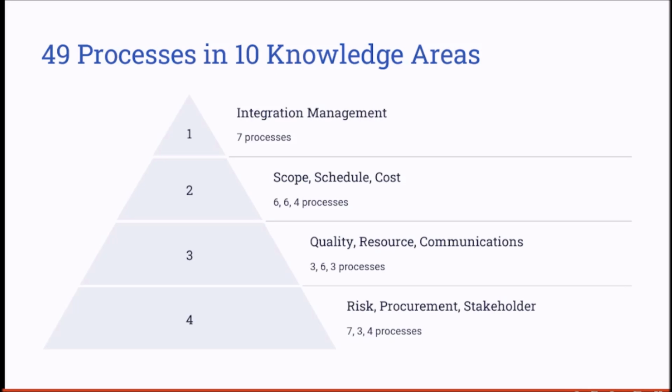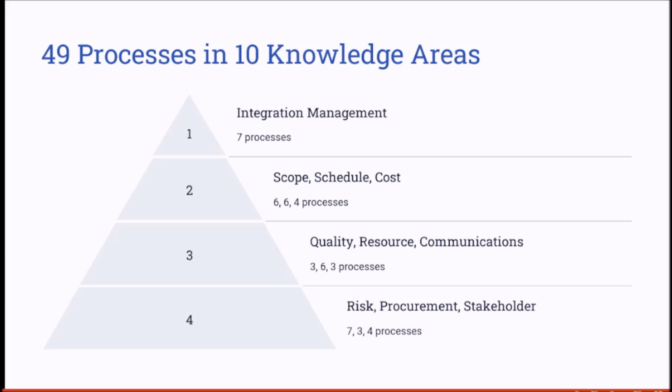Now let's understand how the 49 processes fit into the 10 knowledge areas. If you recall how we defined the knowledge areas and the process groups, now we are going to explore how these 49 processes fit into, first, the 10 knowledge areas. So here is how the 49 processes align with the 10 knowledge areas. For example, integration management has around 7 processes, such as developing the project charter or managing the project knowledge.